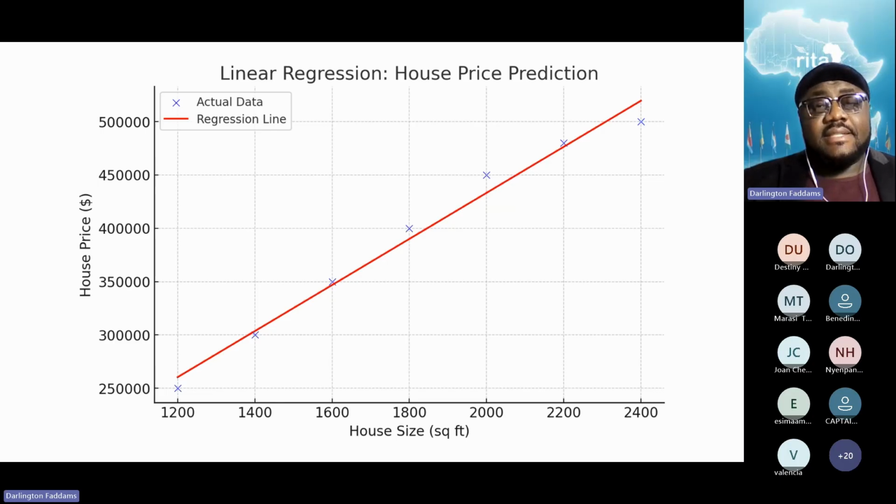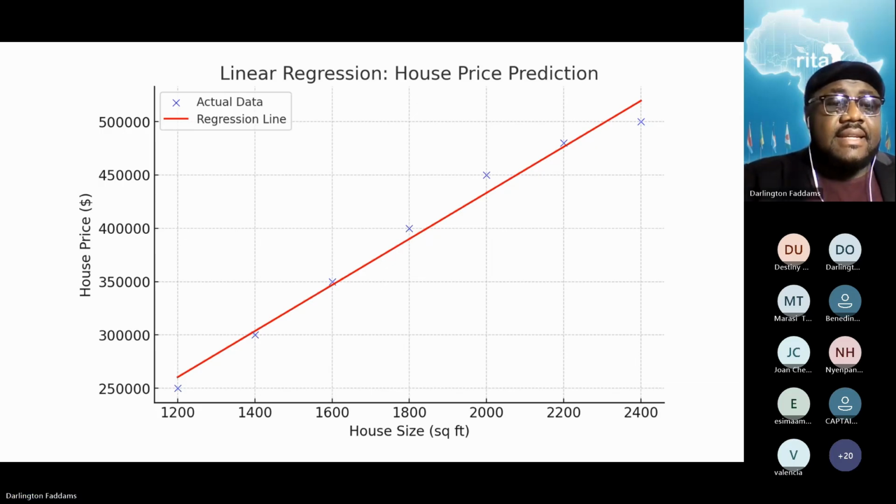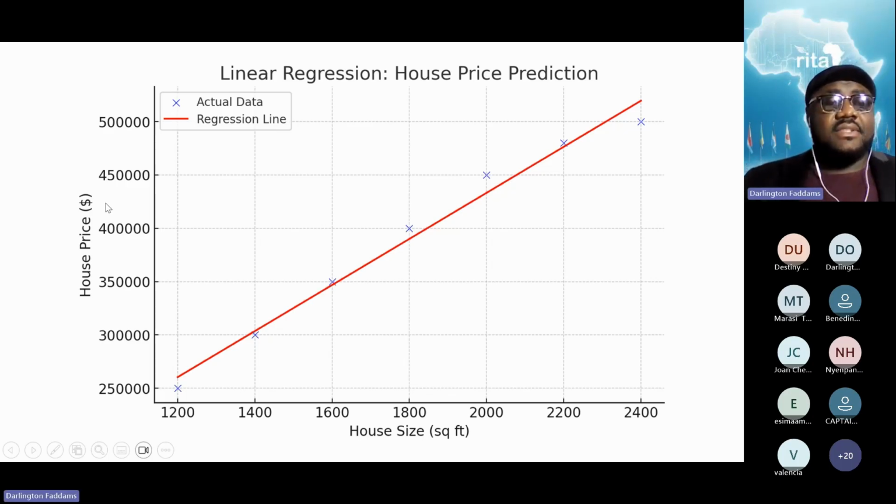So next time, after it has drawn this line, if you ask it with a size of 2000, it will follow the line and make the prediction and tell you the price. If the house has 2000 square feet, then the price is somewhere right over here, which is about 430,000 US dollars. So that is it.